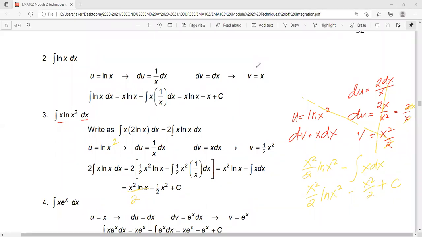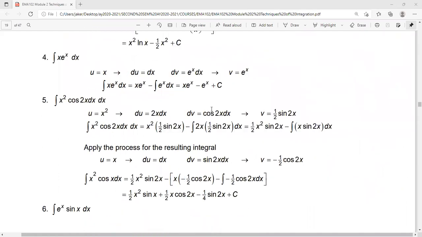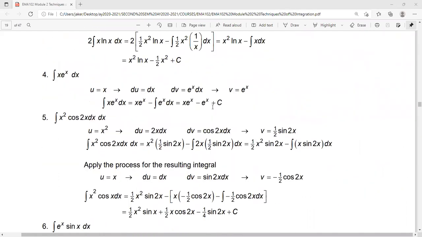One more question. No more questions? Okay, then I will proceed. So we'll clear the markings here.